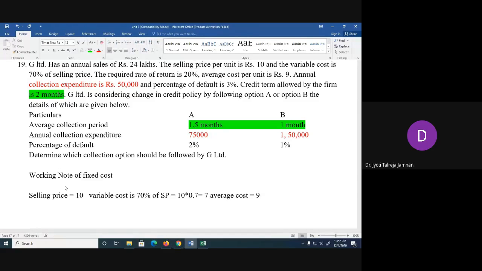So we have to find the fixed cost. So average cost equal to 9 rupees. From this I'll minus variable cost, which is equal to 7 rupees. So I will get fixed cost. So 9 minus 7, how much do you get? 2 rupees. 2 rupees is fixed cost per unit.